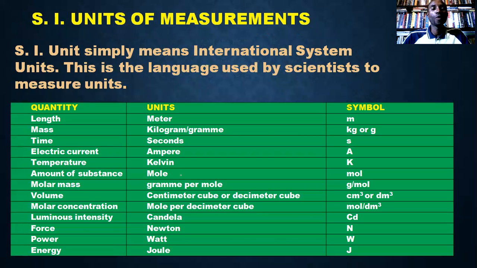Okay, and we have units of measurement, which we call SI units. SI units simply means international system of units, and it is the language used by scientists to measure quantities. Several things have several units, and as you can see in the chart, you need to look at it critically and learn them.